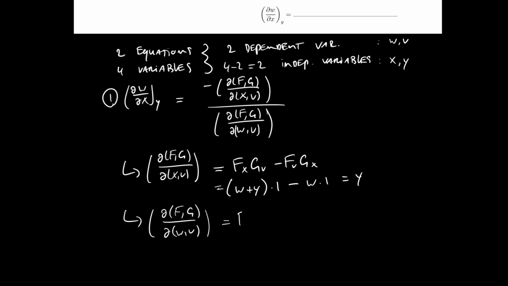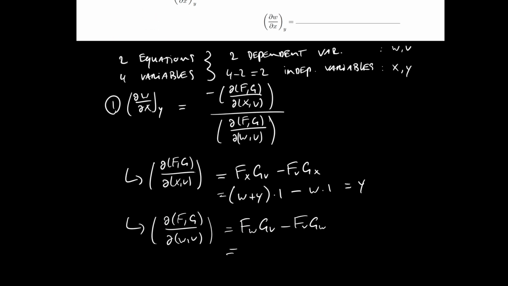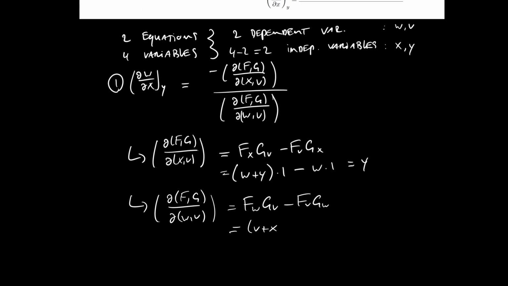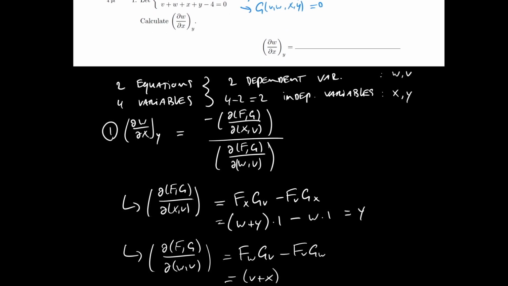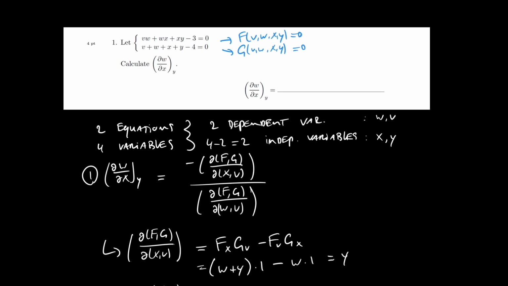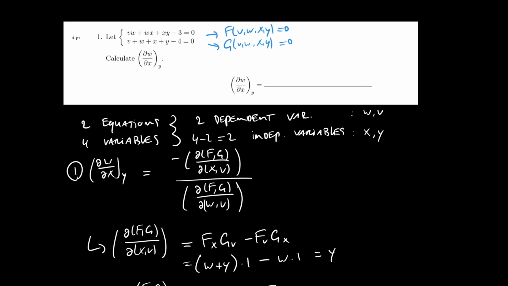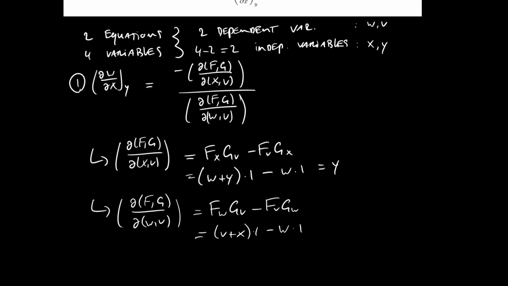Okay, so that's by definition fw times gv minus fv gw. All right, let's work that out. So fw is v plus x, that's a v plus x. gv is just 1. And then we subtract fv, which is w, right? And we multiply that by gw, which is also 1. So if we combine that, it will be v plus x minus w.